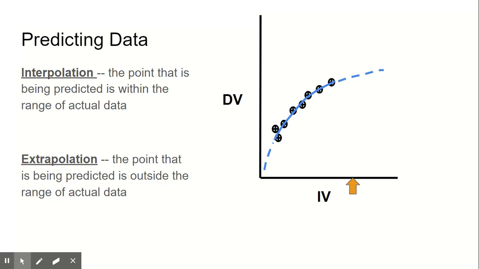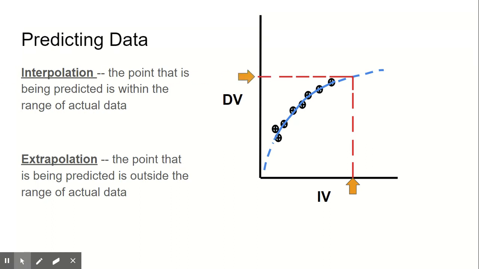Let's look at an example of how this is done. Whether we are interpolating or extrapolating, we use basically the same method. If I want to know what is the value of the dependent variable when the independent variable has the value shown by the orange arrow, first I would go straight up from that point until I meet my trend line, and then I would go straight across from that point on the trend line until I meet my axis on the dependent variable.